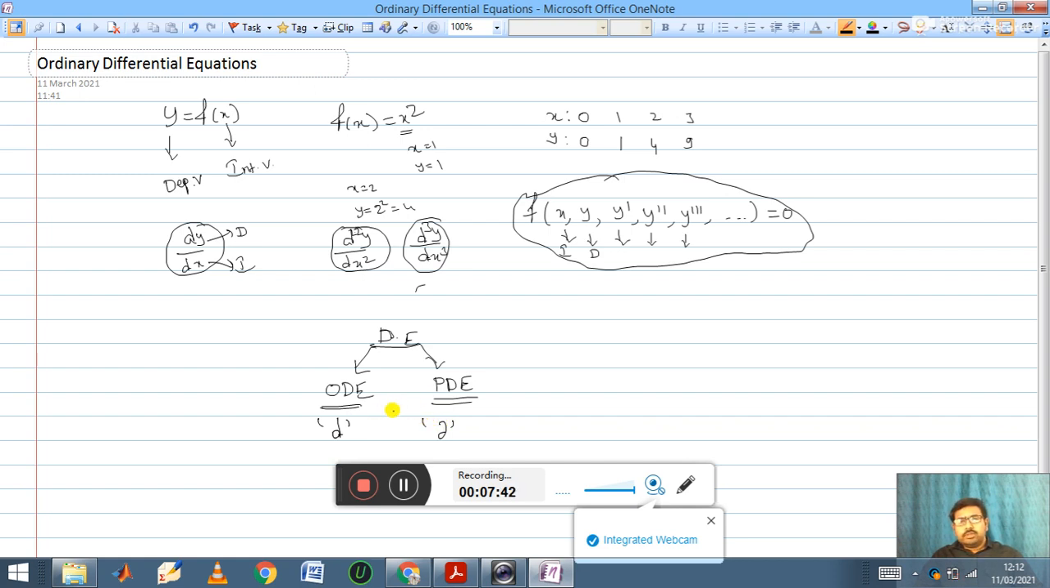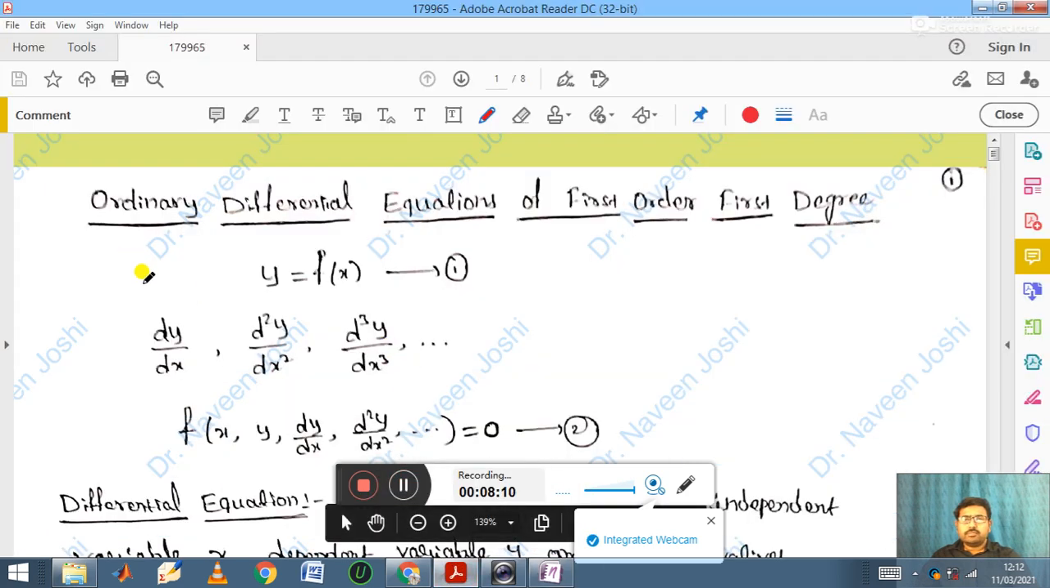Okay, so these are the notations related to ODE and PDE. Then let us understand what is ordinary differential equation and partial differential equations. Now I am mainly concentrating on ordinary differential equations, but before going to ordinary differential equations, let us see what are the differences between ordinary differential equations and partial differential equations.